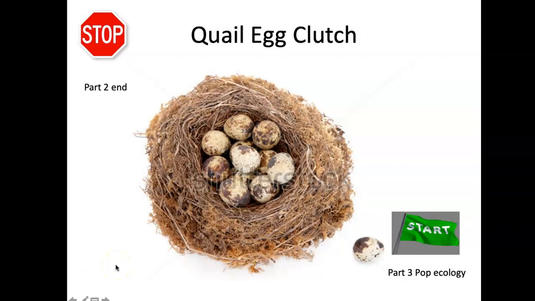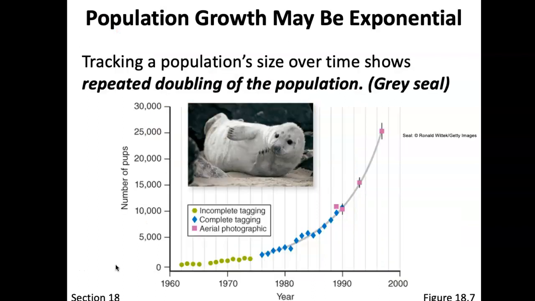Hello everyone, this is part 3 of population ecology, and now we still continue to look at curves. We want to look at some of these population growth curves and get an idea of what shape they have. In this example here, this is a gray seal population in Alaska, and they track the population over time.